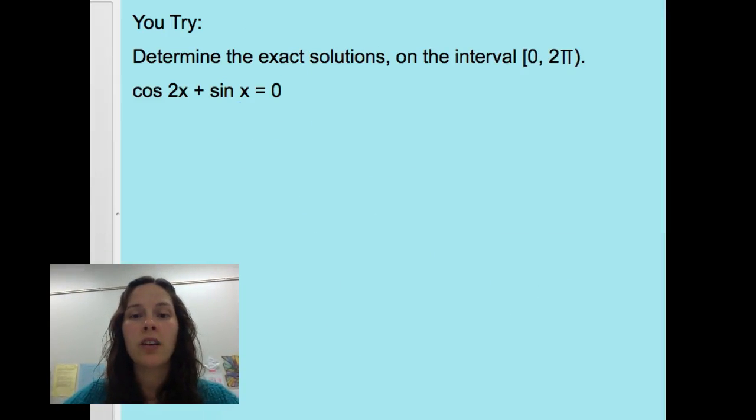And your U-try question. So on this one, because the double angle formula for cosine has 3 options, you might want to play around with which one works best with that sine x.